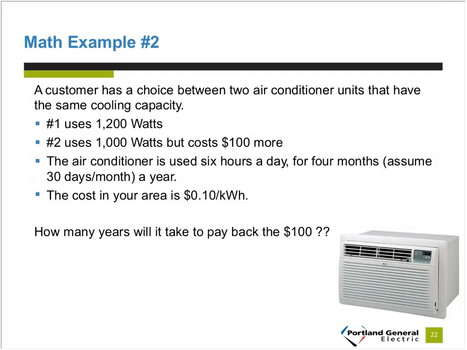A very common way to evaluate projects is to ask what is the payback period. The budget manager quite often will have rules of thumb on whether or not a project is likely to get funded. We're going to assume the air conditioner is on 6 hours a day for 4 months, assume a 30-day month, and we're looking for what the annual costs are in a year. And let's assume 10 cents a kilowatt hour to keep the math simple. How long will it take to pay back the extra $100 that you're asking for?